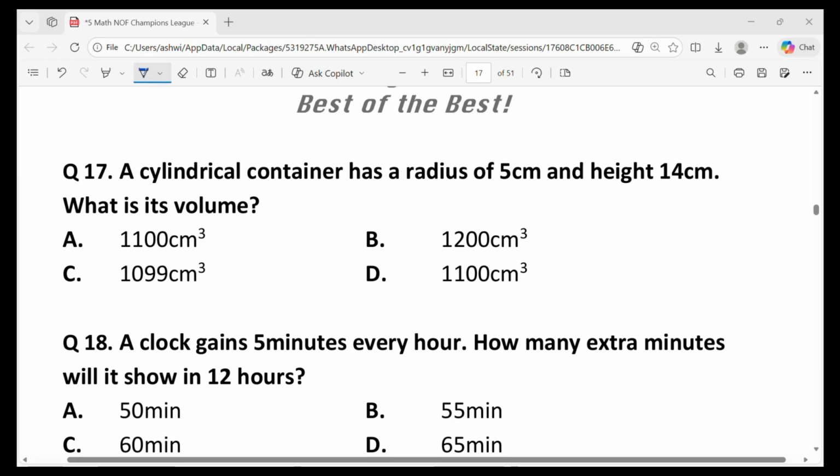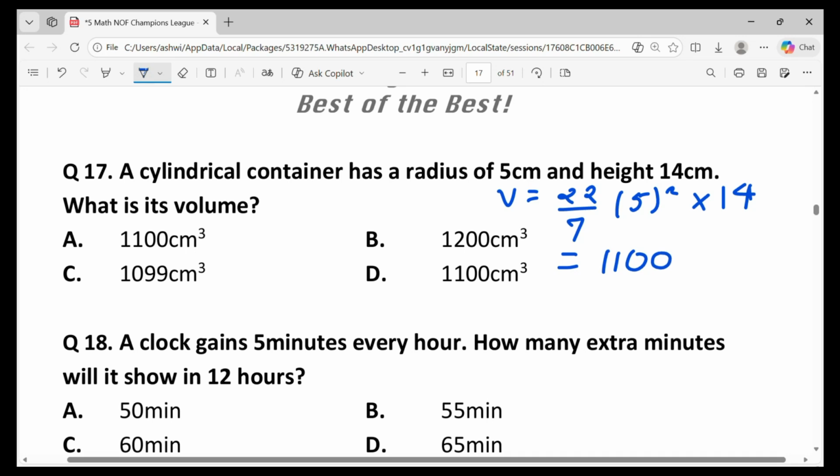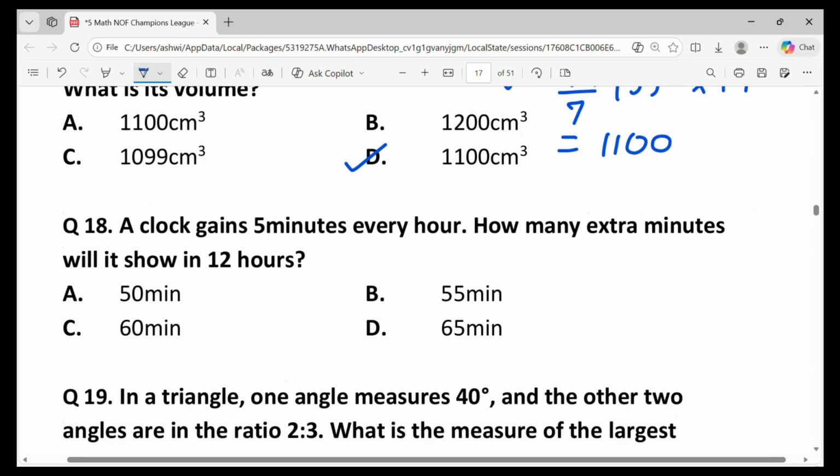Question 17. A cylindrical container has a radius of 5 cm and height of 14 cm. What is its volume? Volume of a cylinder is given by the formula V is equal to pi r square h. Using pi as 22 by 7, volume will be equal to 22 by 7 r square h, that is equal to 1100, that is option D, 1100 centimeters cube.